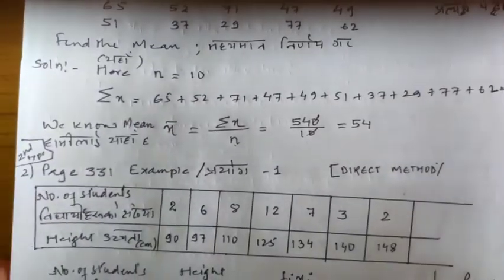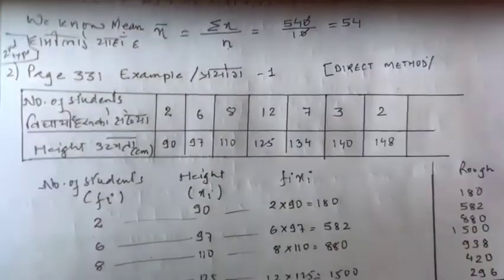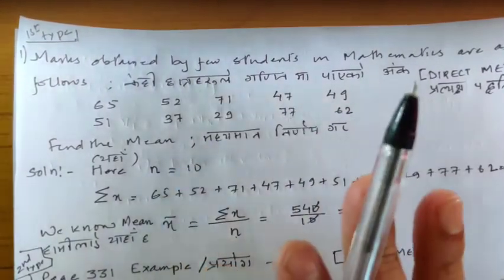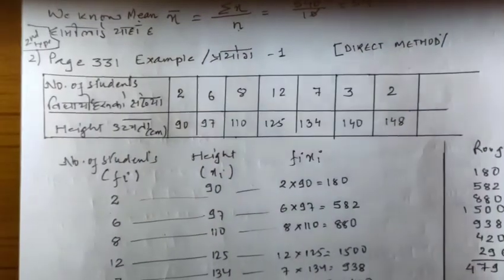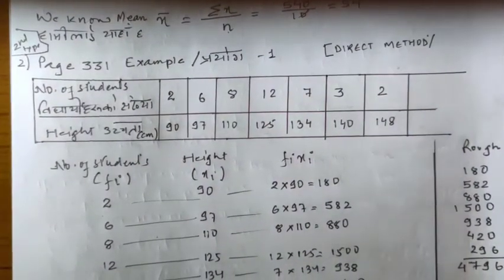Okay, now let's go to another type where we have frequencies. So this question was simply raw data without any frequency. Now we'll go to questions where we have frequency. So you'll find this in page number 331, and this is the second type.